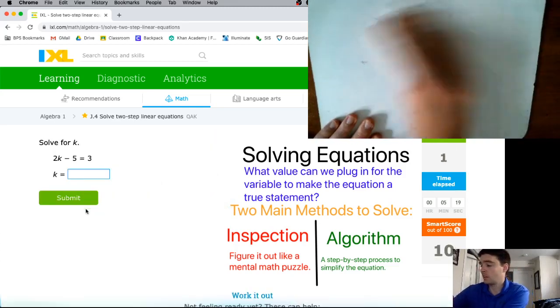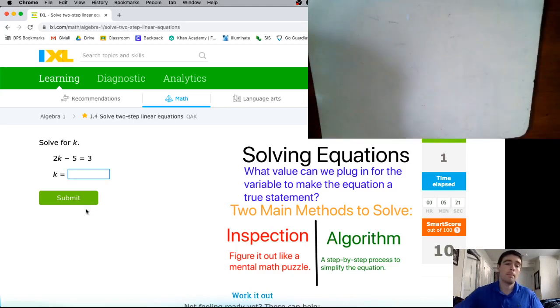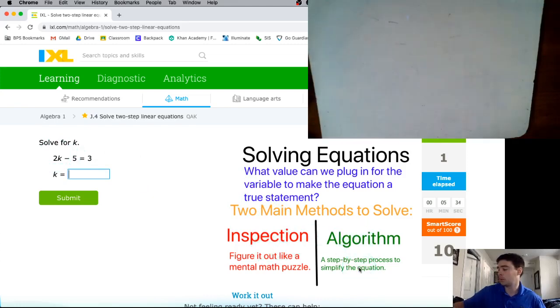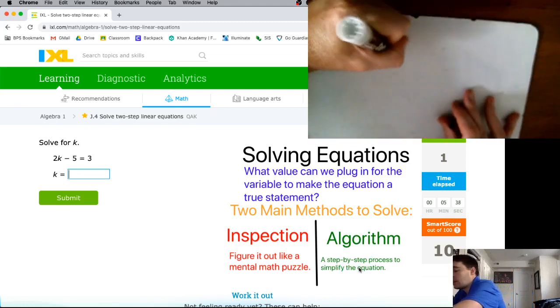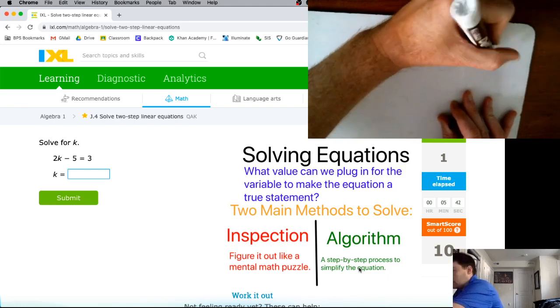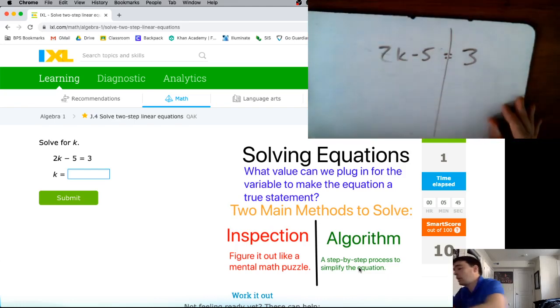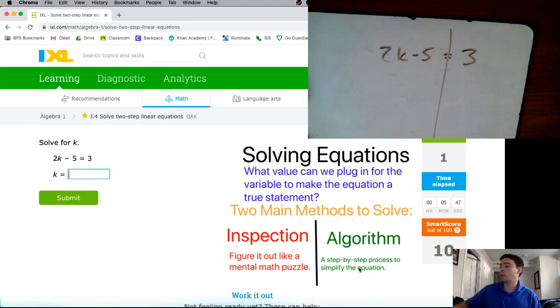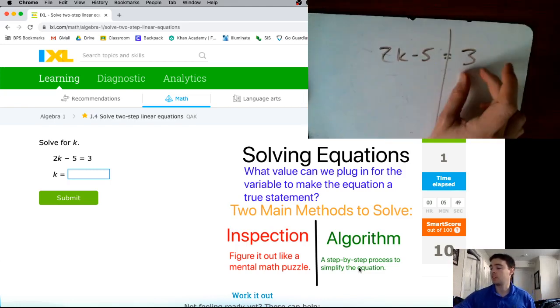For our next equation, it says 2k minus 5 is equal to 3. So I'm going to go ahead and solve this out by the algorithm. Feel free to keep trying to do any of these by inspection, but I'm going to switch over to using the algorithm most of the time at this point. Our equation says 2k minus 5 is equal to 3. I'm going to draw a river, or a line, through that equation to help me focus on the left expression versus the right expression.